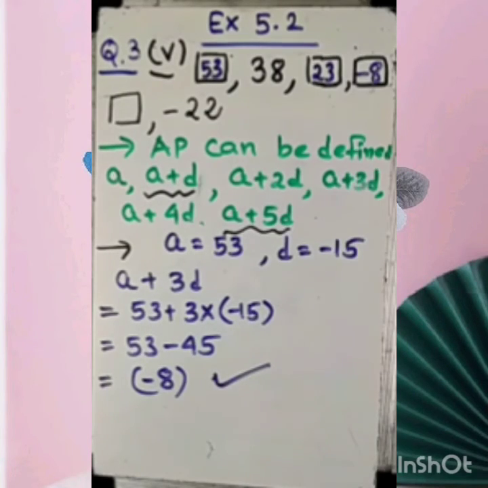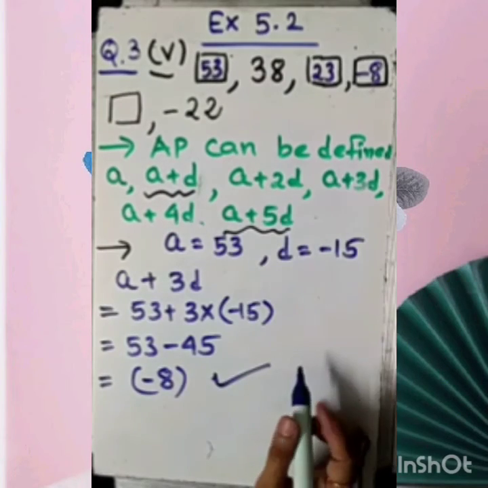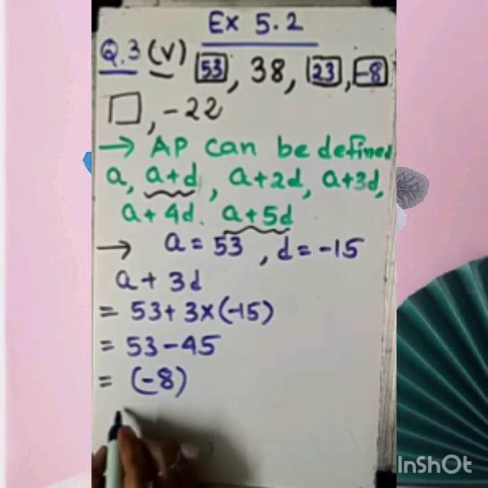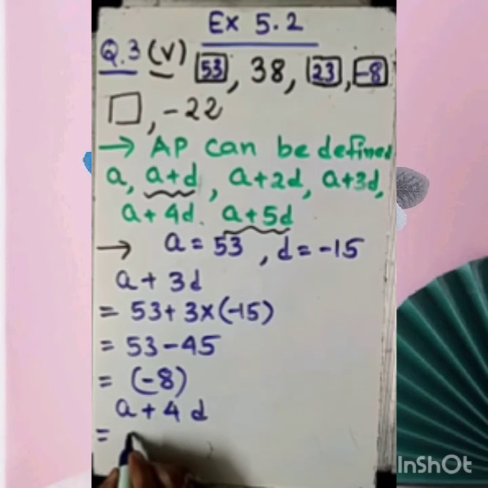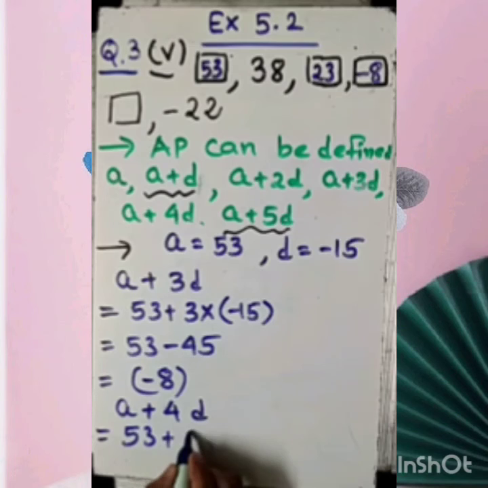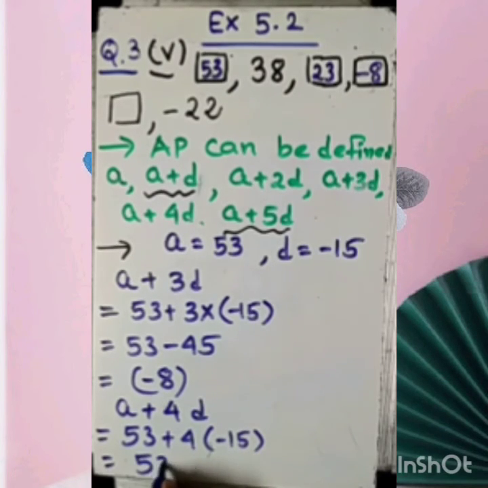Got it? Now we need to work out this term, A plus 4D. So let me substitute the values of A and D for this A plus 4D. A is 53, D is minus 15. So you know very well 15 times 4 is 60, but it will be minus. And 53 minus 60 gives the result minus 7. Okay, then the next term is minus 7.